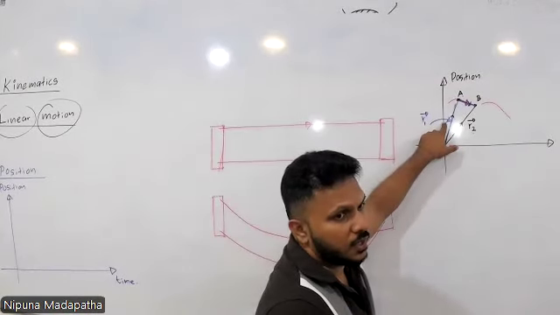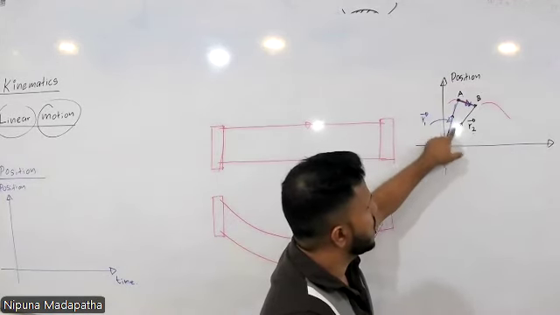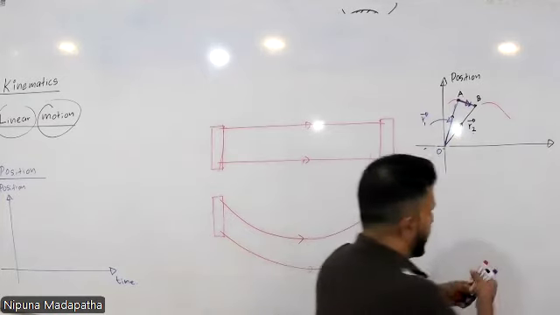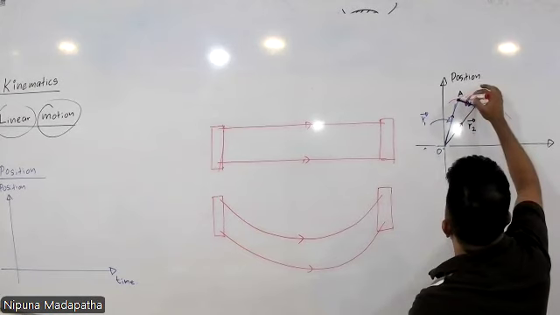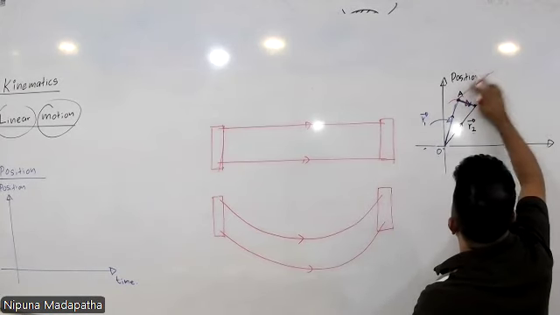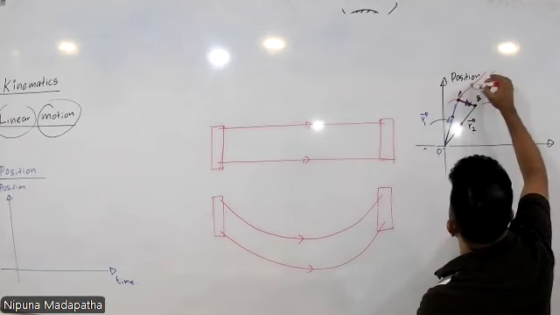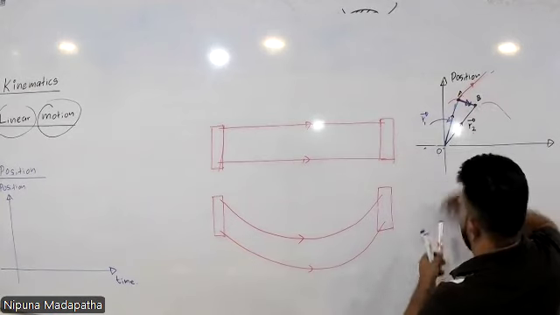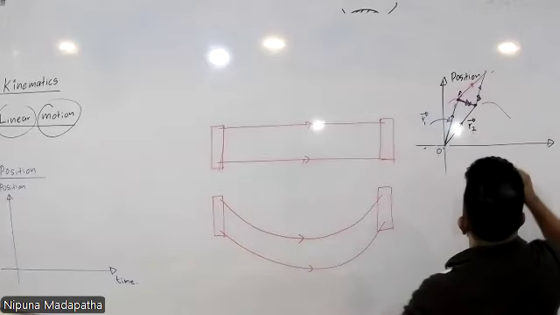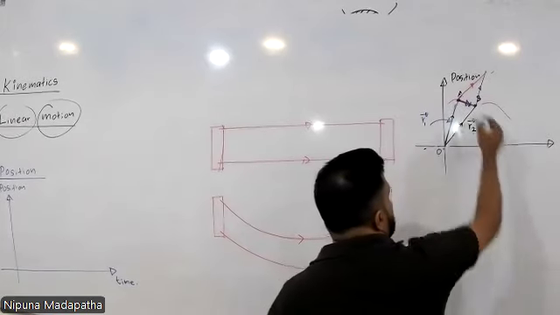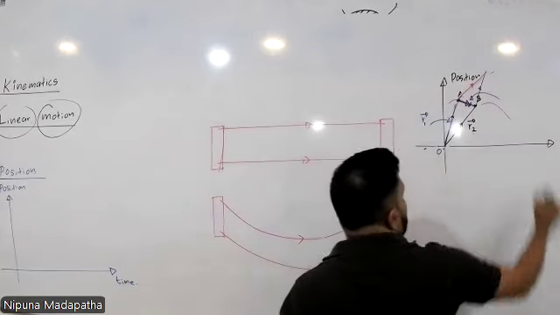You can represent these 2 vectors as adjacent sides of a parallelogram. So with the parallelogram, this is a diagonal. This is one diagonal, the shortest diagonal.